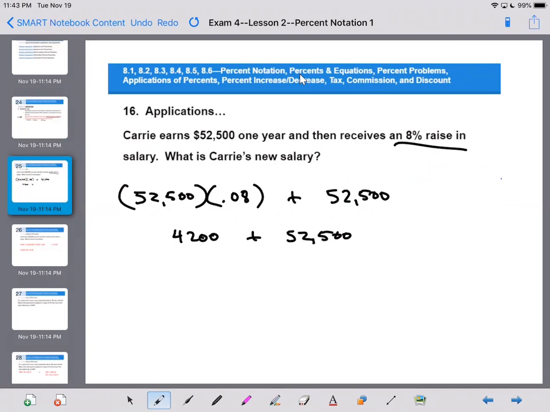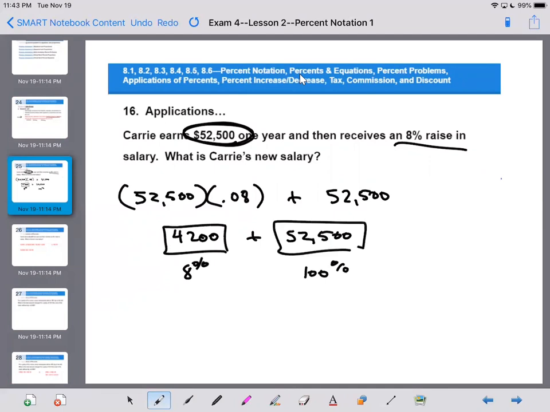Okay. But if you're looking at a percent problem, understand that she's going to make all of this money. Well, that's 100%. And she got an 8% raise. Well, that's the 4,200. The 100% is the 52,500. Well, when you add those together, you're going to get 56,700. That's her new salary.